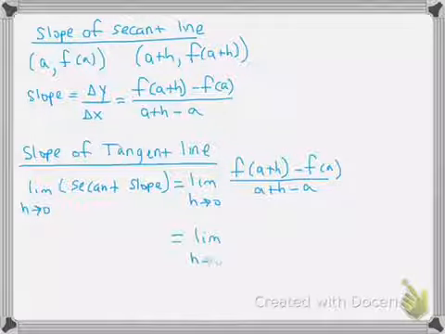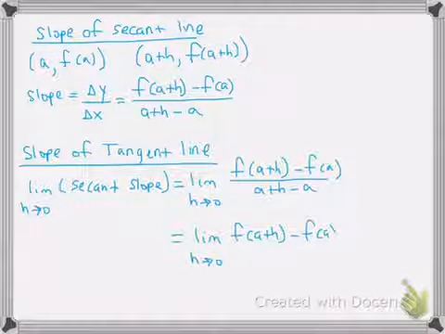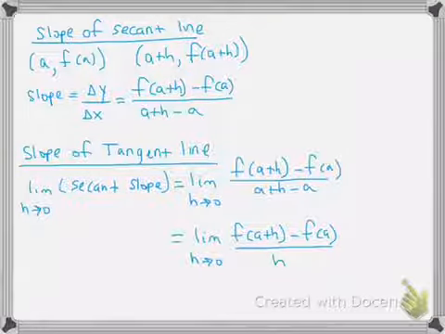So really, the slope of our tangent line is the limit as h approaches 0. Remember, that's the distance between my 2 points. They have to close in. They have to close that gap. As h approaches 0 of f of a plus h minus f of a, all over h. So that is how we find the slope of a tangent line.